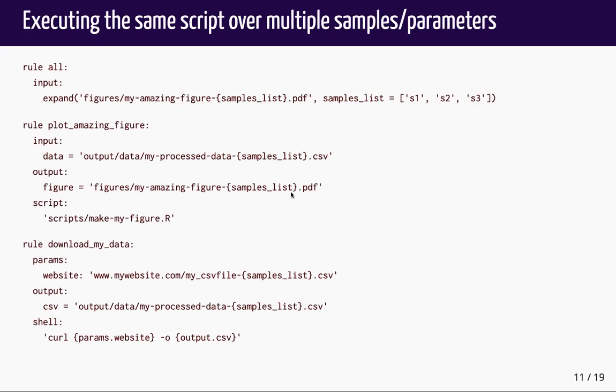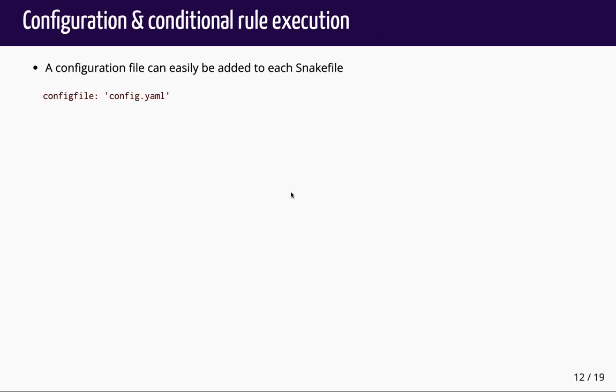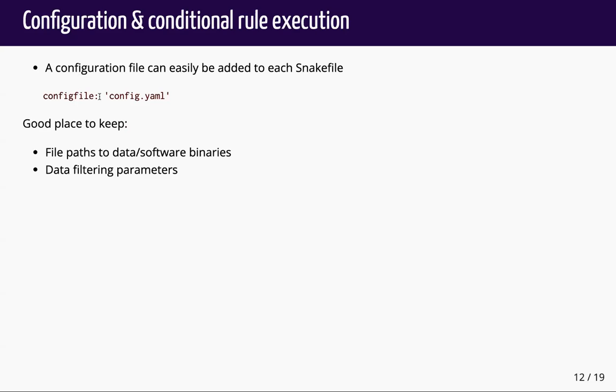The other thing I would briefly like to talk about is a configuration file that can be added quite easily in essentially just this fashion. And this is just a YAML file with configuration. This is generally a good place to keep file paths to data or software binaries. This is also where I keep all of my data filtering parameters.